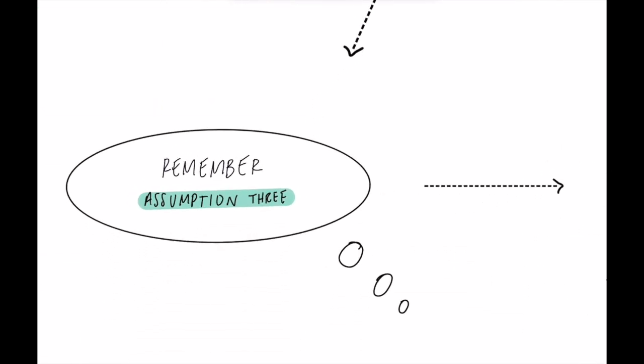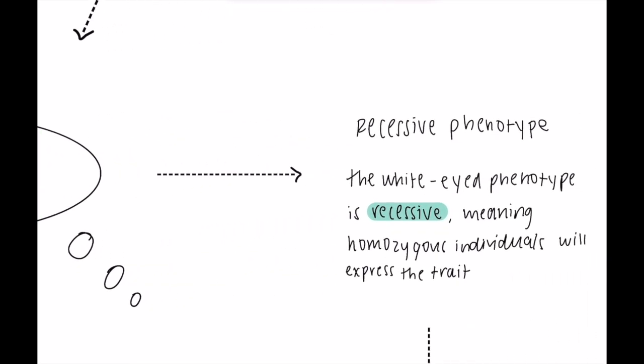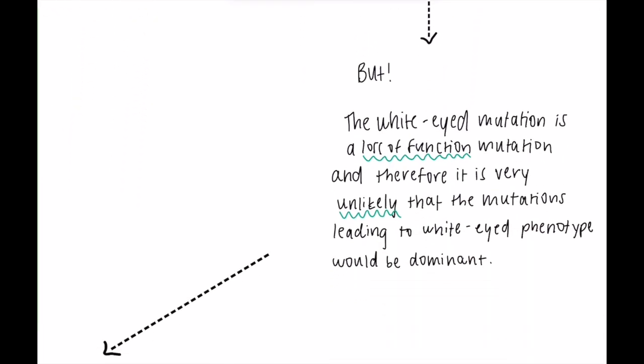Third, we are working under the assumption that the white-eyed phenotype is recessive, meaning only homozygous individuals will express the trait. We have to look at the nature of the white-eyed mutation. These are typically loss-of-function mutations. The complexity of these mutations would make it extremely unlikely that they would be dominant.